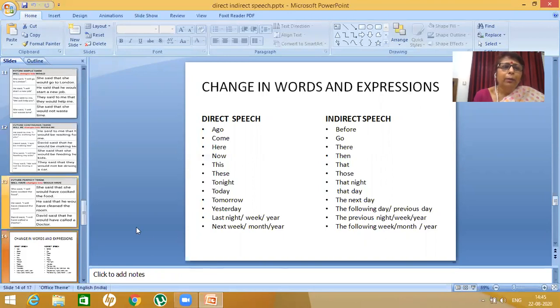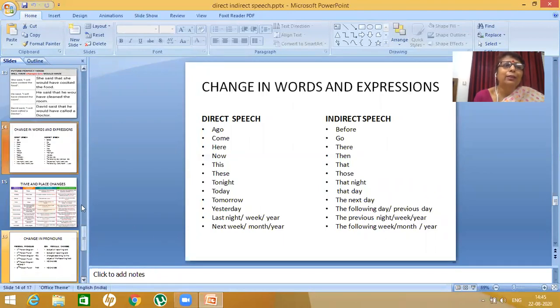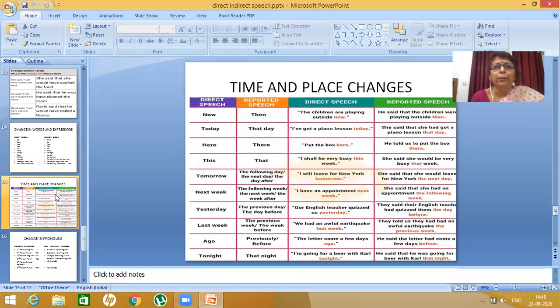Now, the best way to know and learn is through examples. So let us come to the examples. Now changes to then. The children are playing outside now. He said that the children were playing outside then. Today changes to that day. I've got a piano lesson today. She said that she had got a piano lesson that day.